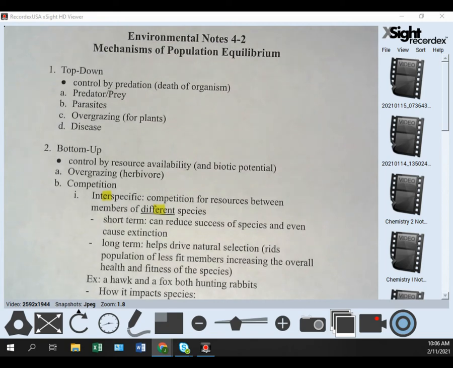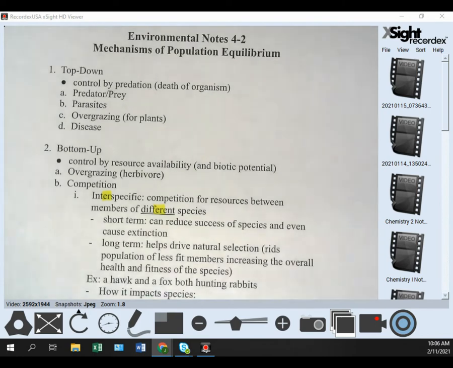All right, so 4.2 is mechanisms of population equilibrium. What I was asking, does anybody know what equilibrium means or refers to? Like balance? Yeah, excellent. Balance, right? So mechanisms just refers to the means or how it happens, and then population balance. So basically, what are the things that allow for a balance for a population of a species in nature?